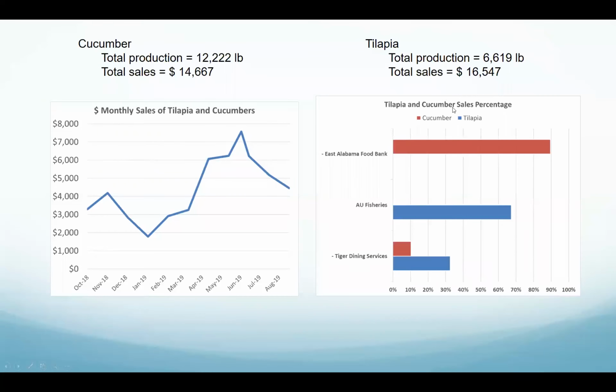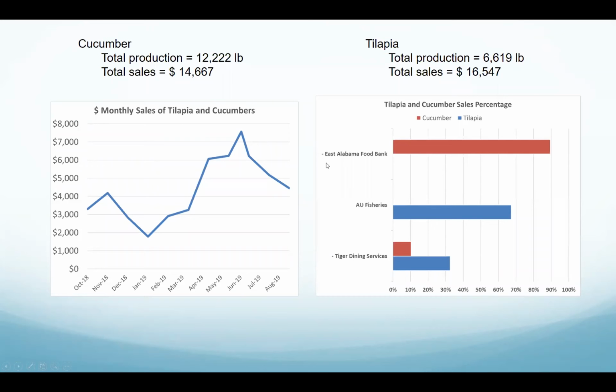And then over here is the tilapia production. In total, it was only 6,619 pounds, which is not much. What we were concentrating on in this year was not maximizing or optimizing the tilapia production, but it was to look more at the cucumber production. So we were going at kind of a medium pace, low risk in our tilapia. This could be ramped up, easily doubled, but that's for next year. The total sales of tilapia was about $16,547, and you can see where they went to.